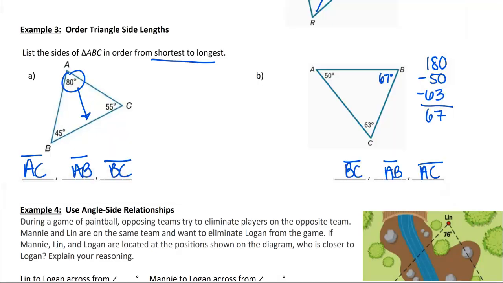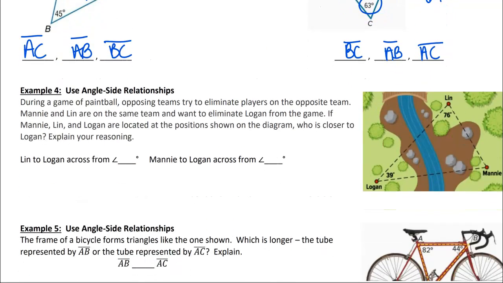The missing angle is 67. So the smallest is going to be across from the 50, which is BC. The next is going to be across from 63, which is AB, and the last one across from our 67, which is AC. All right, so we're going to go ahead and compare Lynn to Logan.